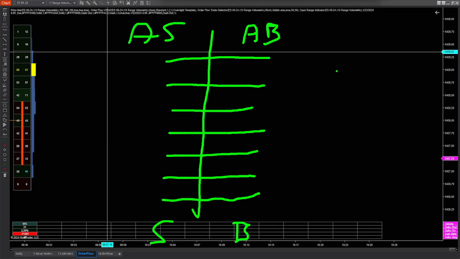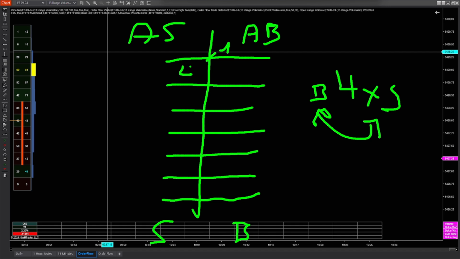On my software, which is NinjaTrader, I have set it to 4 times as many buyers as sellers and vice versa. So what does that mean? If we have like one aggressive buyer here and we read the price diagonally, we should have 4 sellers here. If we have 2 buyers here, we should have at least 8 sellers here. If we have 3 buyers here, we should have at least 12 sellers here, and vice versa.